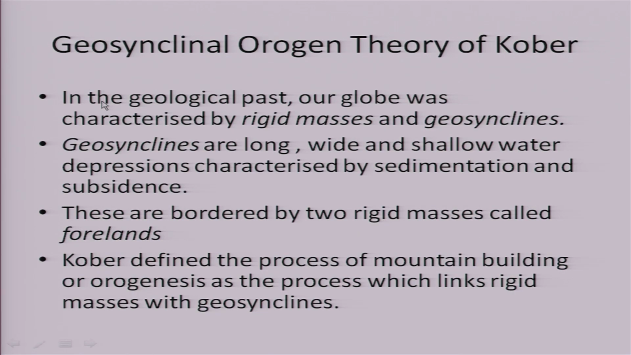In the geological past, our globe was characterized by rigid masses and geosynclines. These rigid masses were the continental masses and geosynclines were long, wide, shallow water depressions characterized by sedimentation and subsidence. These geosynclines were bordered by the rigid masses that were also called forelands. Now, Kober defined the process of mountain building or orogenesis as the process which links these rigid masses with the geosynclines.